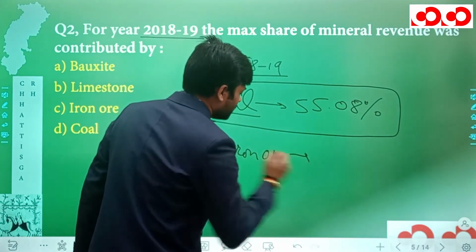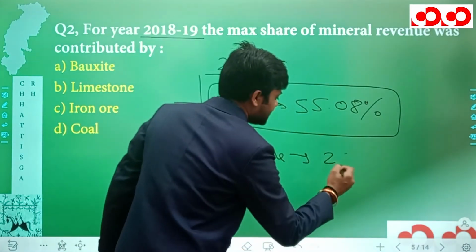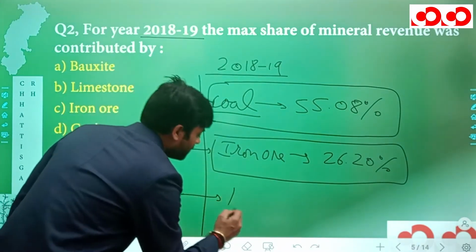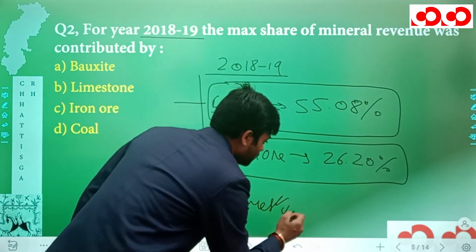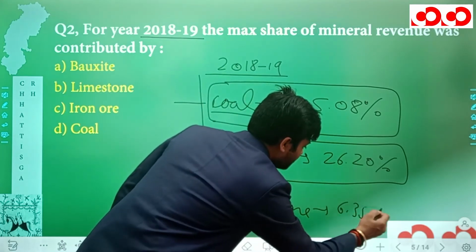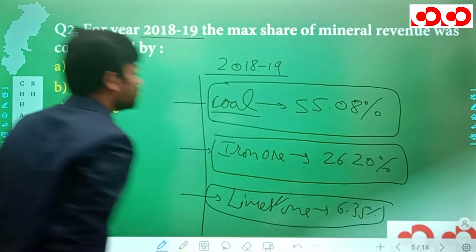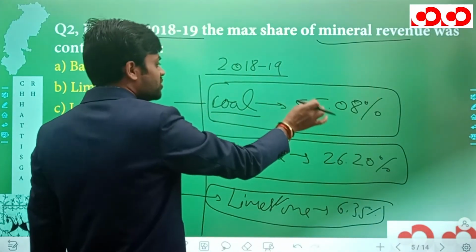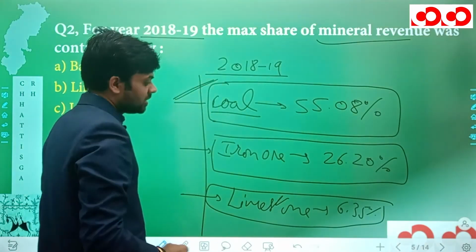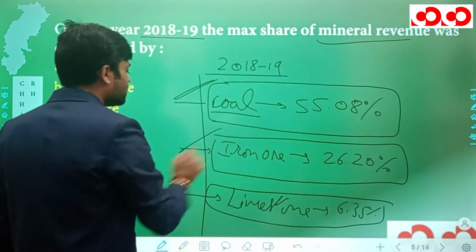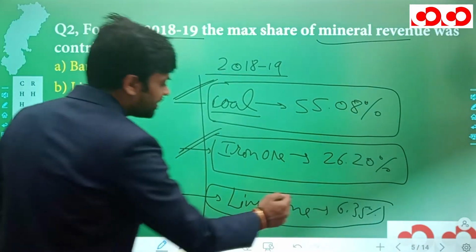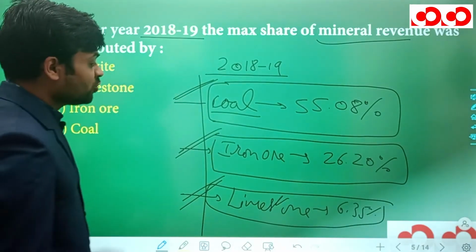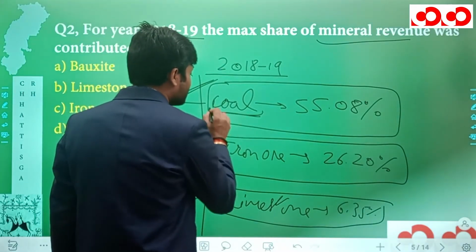It is worth noticing that the share of iron ore was 26.20%, and the contribution of limestone was 6.35%. So out of the total mineral revenue, 55.08% was contributed by coal, 26.20% was contributed by iron ore, and 6.35% was contributed by limestone. And I have also told you the maximum share was that of coal.